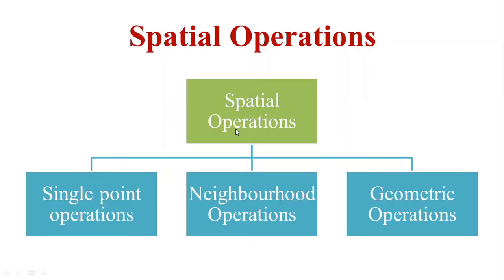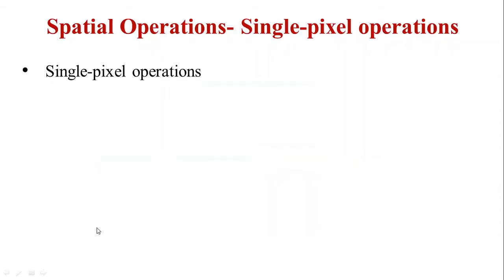These are the three basic broad categories of spatial operation: single point operation, neighborhood operations, and geometric operations. Depending on the nature of how we are going to apply these operations, we have formed these three categories. In this lecture, we are going to talk about only single point operations.